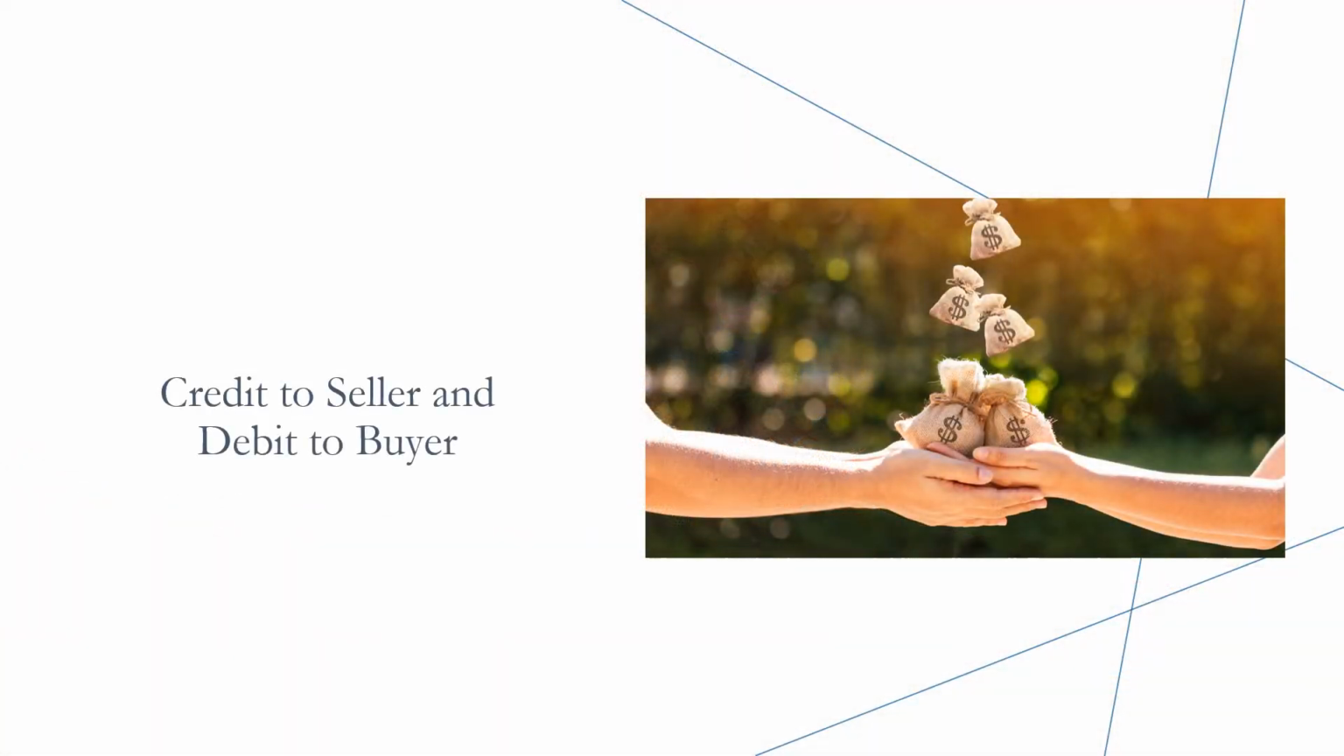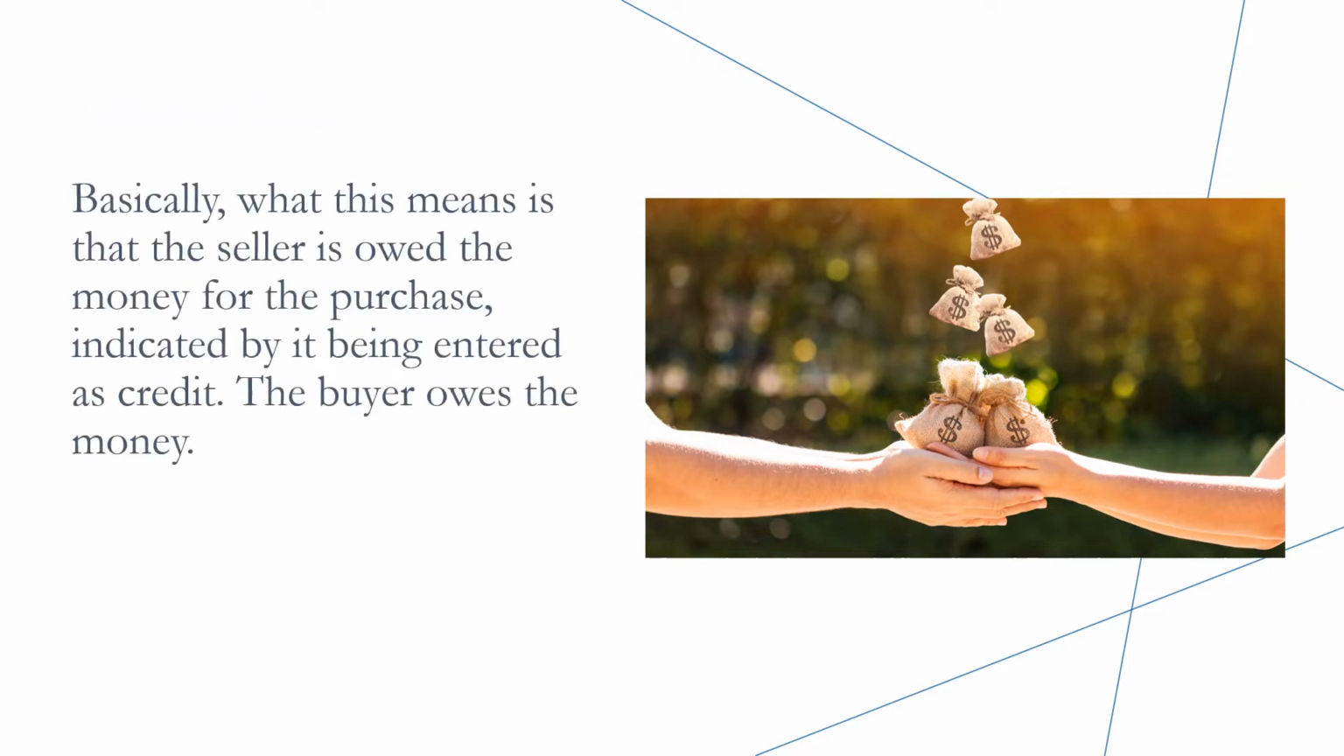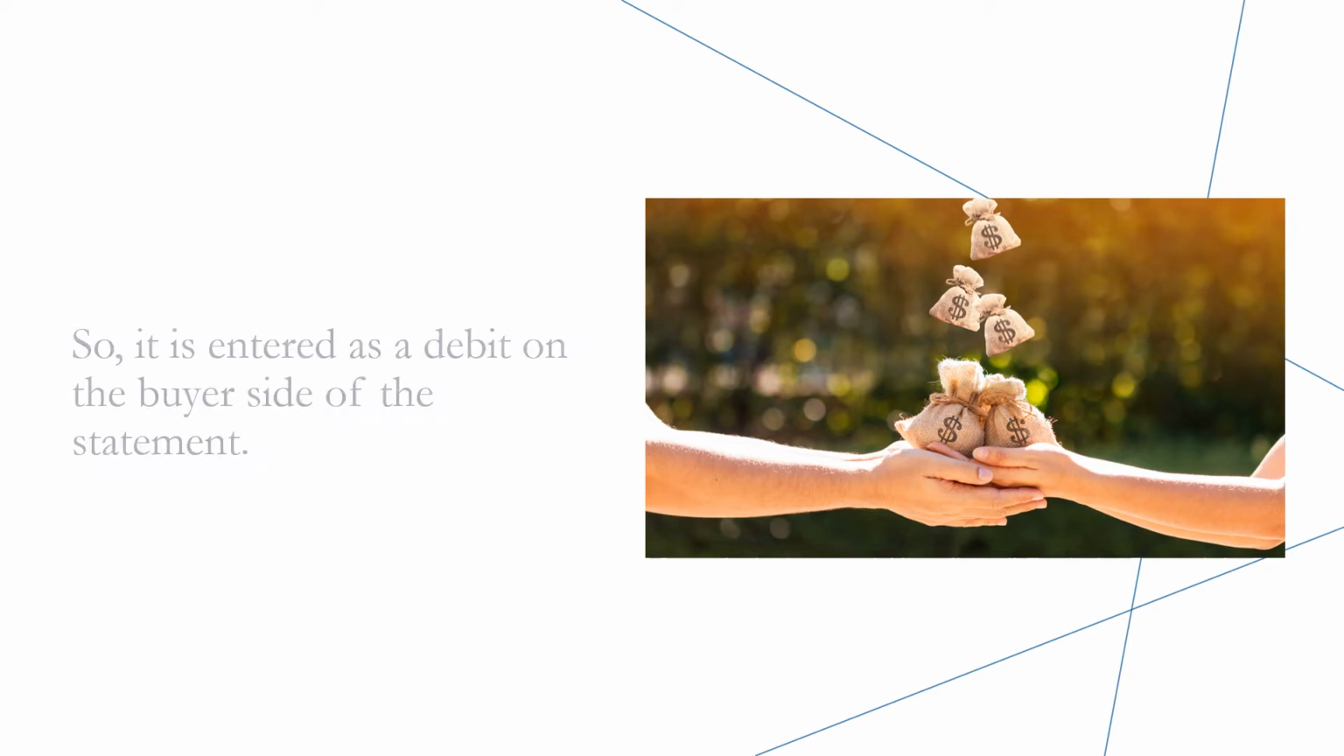Credit to seller and debit to buyer. Purchase price. On the settlement statement, the purchase price will be entered as a credit to the seller and a debit to the buyer. Basically, what this means is that the seller is owed the money for the purchase, indicated by being entered as a credit, and the buyer owes the money. So it is entered as a debit on the buyer side of the statement.